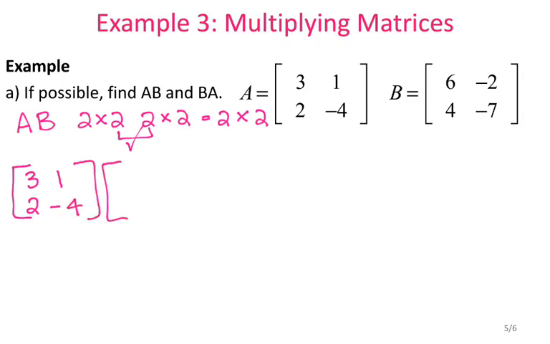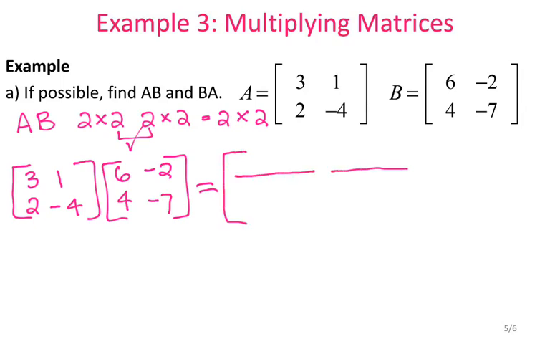B is 6, -2, 4, -7. And my result is going to be a 2 by 2, so I'm going to go ahead and set up a blank 2 by 2. Now you might be wondering why those spaces are so big. You'll know once we actually start doing the problem.